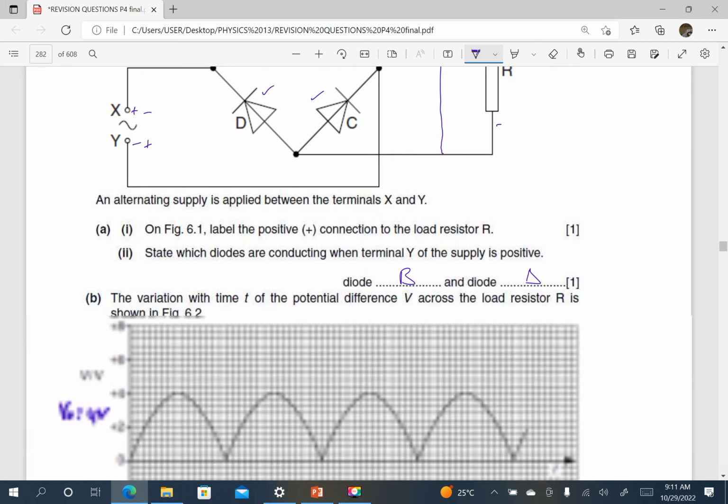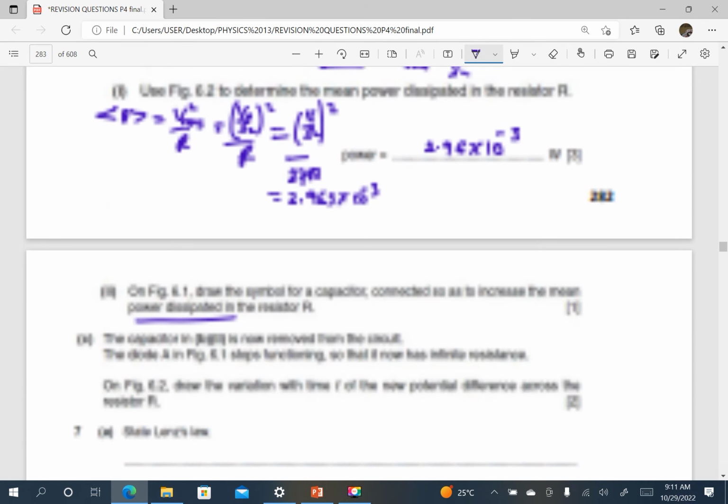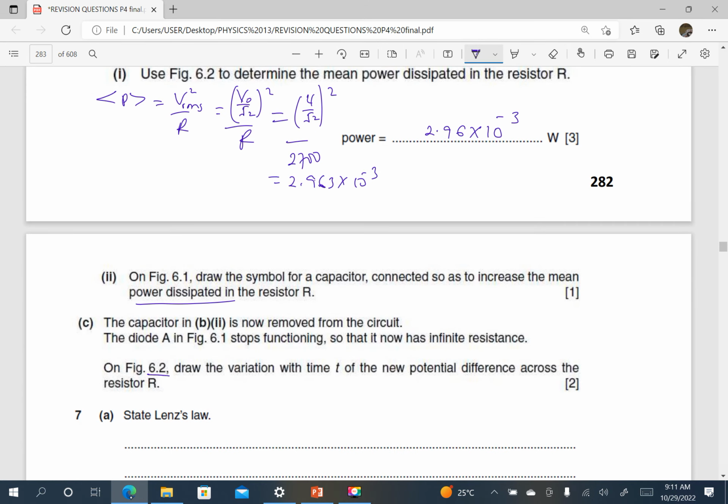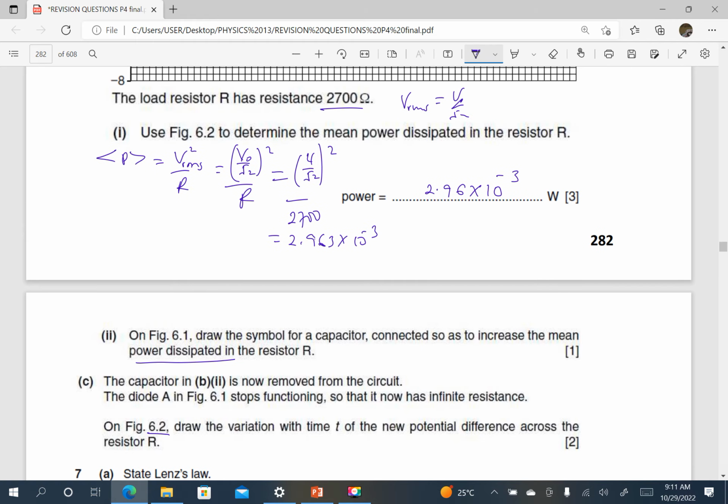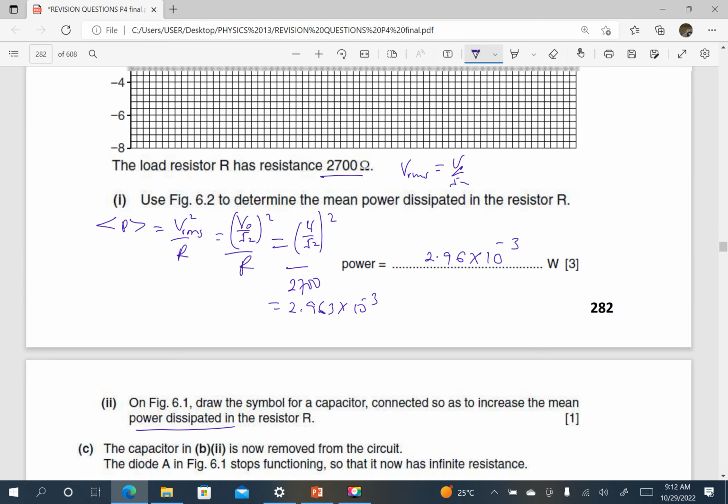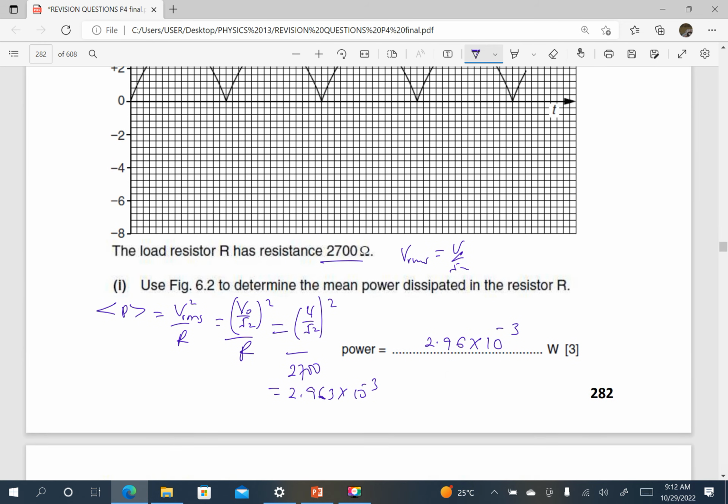Then on figure 6.2, which is the graph, draw the variation with time t of the new potential difference across the resistor R. The new potential difference across the resistor R when we have added a smoothing capacitor. So the fluctuations are going to reduce. The fluctuations are going to reduce. The period, of course, is not going to be changing.